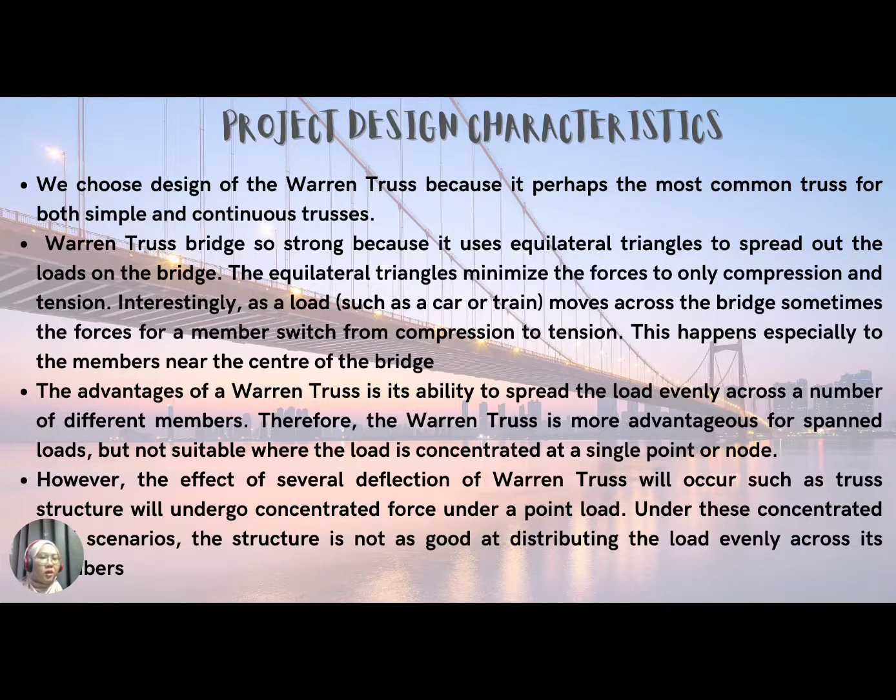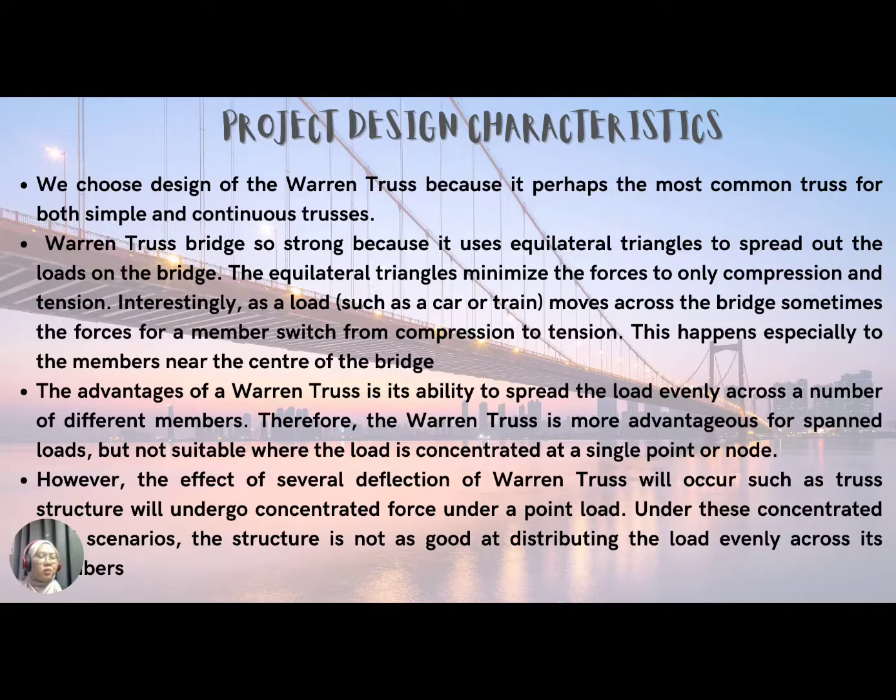Interestingly, as a load such as a car or train moves across the bridge, sometimes the force in a member switches from compression to tension. This happens especially to the members near the center of the bridge. The advantage of a Warren Truss is that it can split the load evenly across a number of different members.